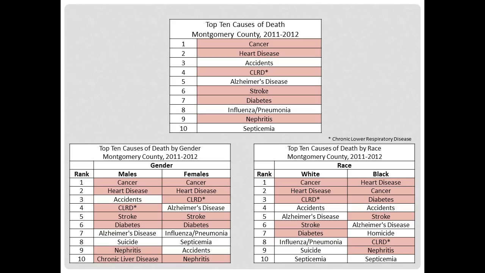We can look at, though, what people have reported that they have, and that's self-reported data, which is not as accurate as actually looking at deaths. But definitely we see there's an issue with those diseases in Montgomery County.